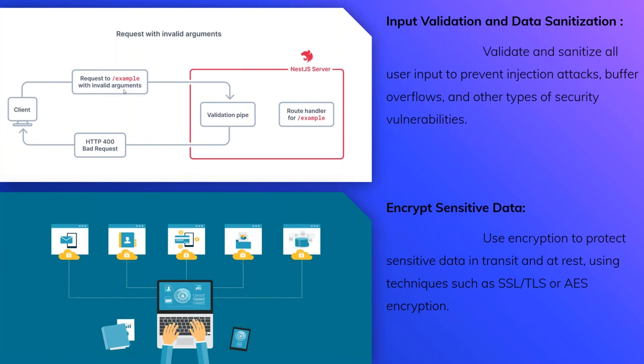Techniques such as SSL and TLS or AES encryption can be used to encrypt data transmitted between the clients and the server, preventing eavesdropping or interception by the attackers. Even if the attackers intercept the request in the middle, like in a man in the middle attack, if we use SSL or TLS encryption, there is no way they can crack the requests that we made.